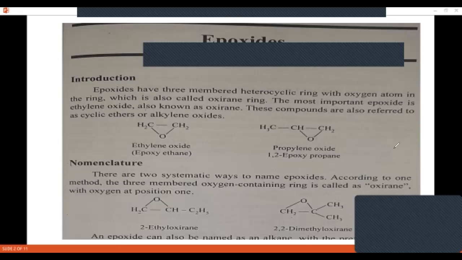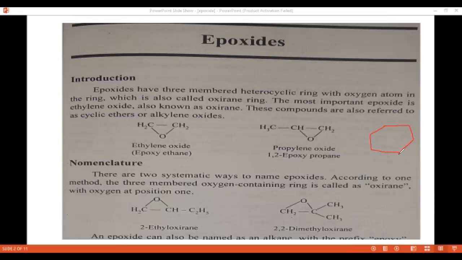One example is here: this is a cyclohexane and the oxygen is attached here. That is 1,2 epoxy. The name of this compound is 1,2 epoxy cyclohexane.